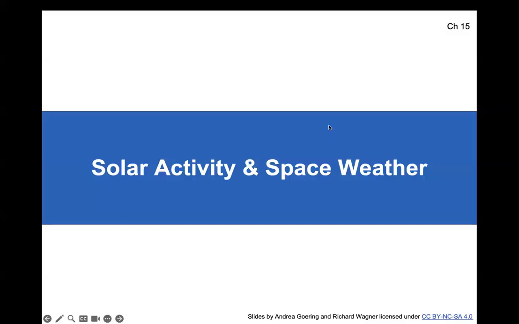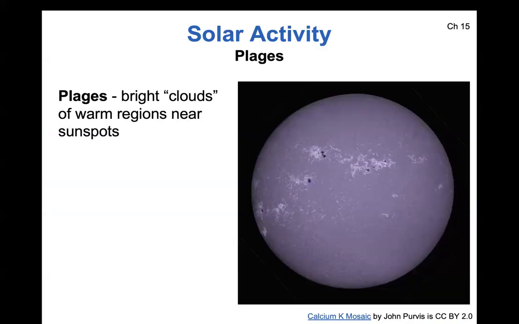Okay, so covering the last section of chapter 15, solar activity and space weather. We're going to cover a series of key terms here about events that happen on the surface of the sun that fall into the category solar activity. All of these are going to relate to the magnetic field. Every solar event has to do with the sun's magnetic field, which is a good thing to remember.